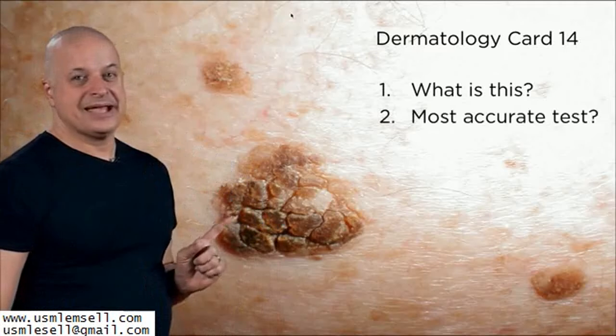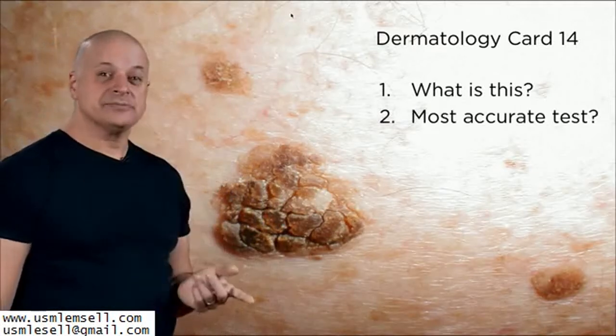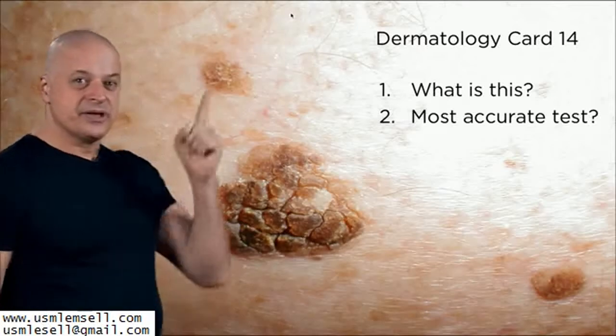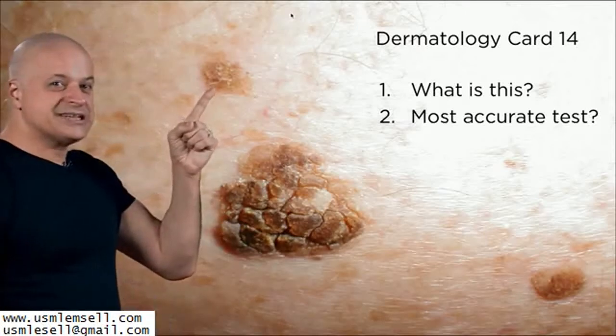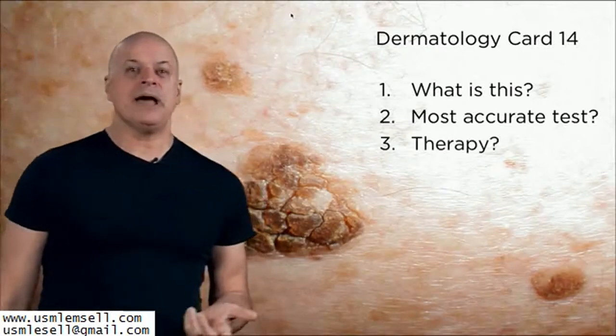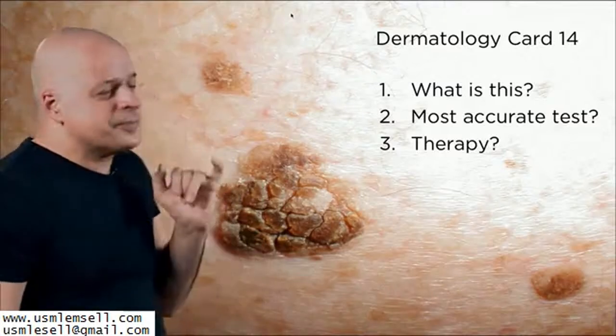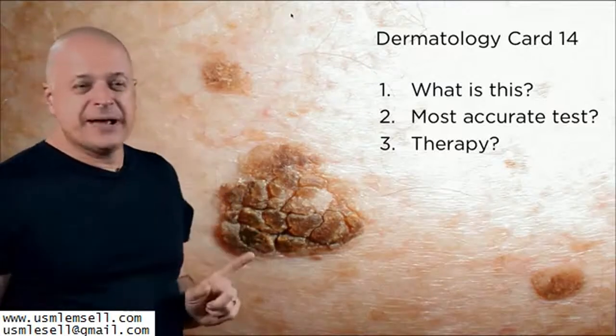What is it? It is kind of benign looking. It's a benign skin lesion. The most accurate test is generally nothing. We don't biopsy these because they don't look evil. You only biopsy things that look evil, not semi-evil, not quasi-evil, not the margin of evil. But biopsy the ones that look evil.